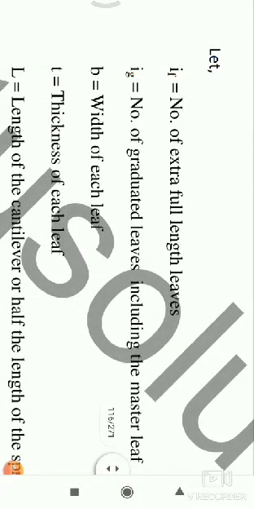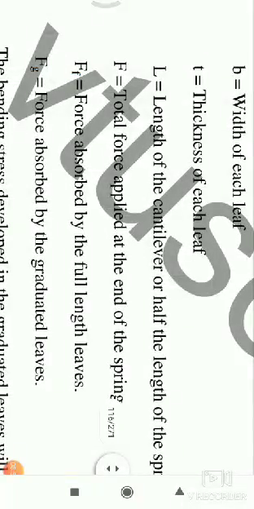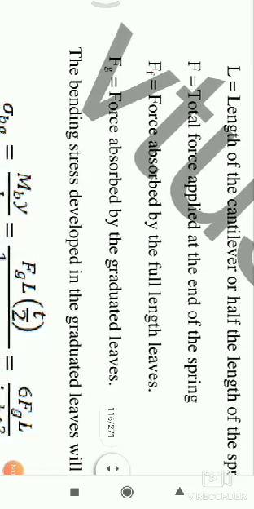So what is IF here? Number of extra full length leaves. IG, number of graduated leaves including the master leaf. B, width of each leaf. T, thickness of each leaf. L, length of the cantilever or half of the length of the spring. F, total force applied on the spring. FF, force absorbed by the full length leaves. FG, force absorbed by the graduated leaves. So this you have to remember.